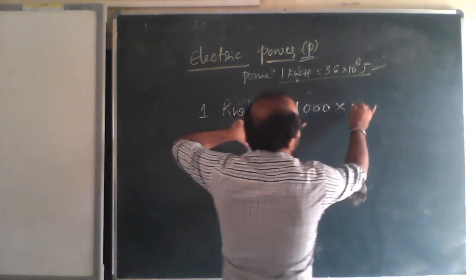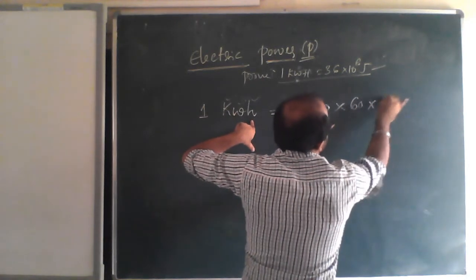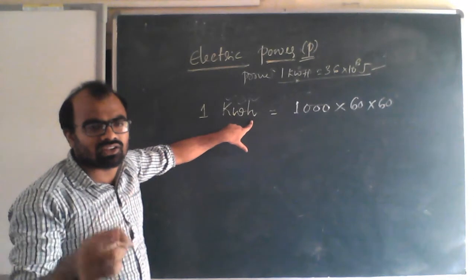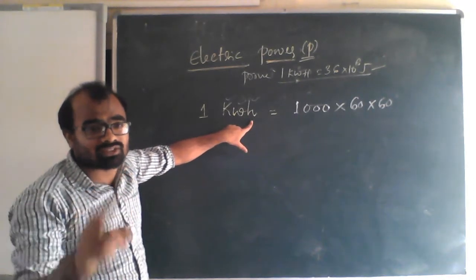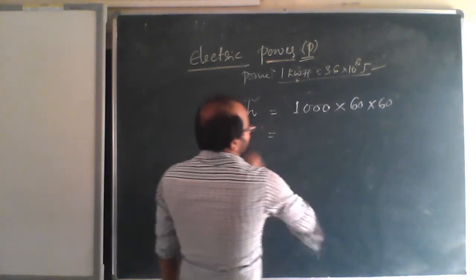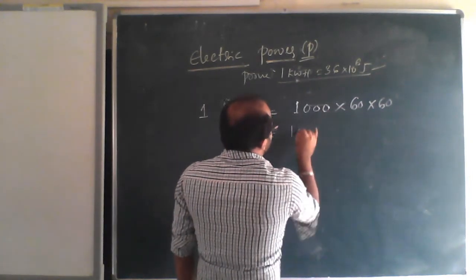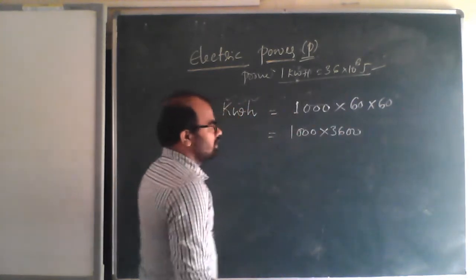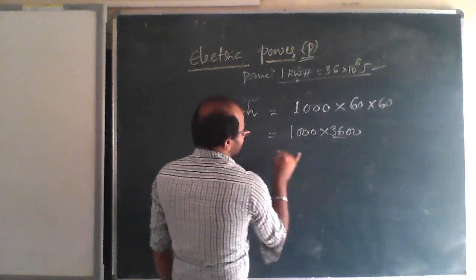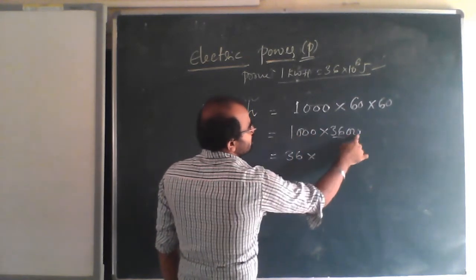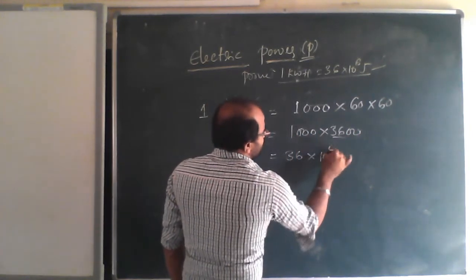1 hour is equal to how many seconds? 60 into 60, isn't it? In 1 hour there are 60 minutes. In 1 minute there are 60 seconds. So 60 into 60. So let me write this one. 1000 into 3600. Okay. What is remaining here? 36. Now there are how many zeros? 5 zeros. 10 to the power 5.